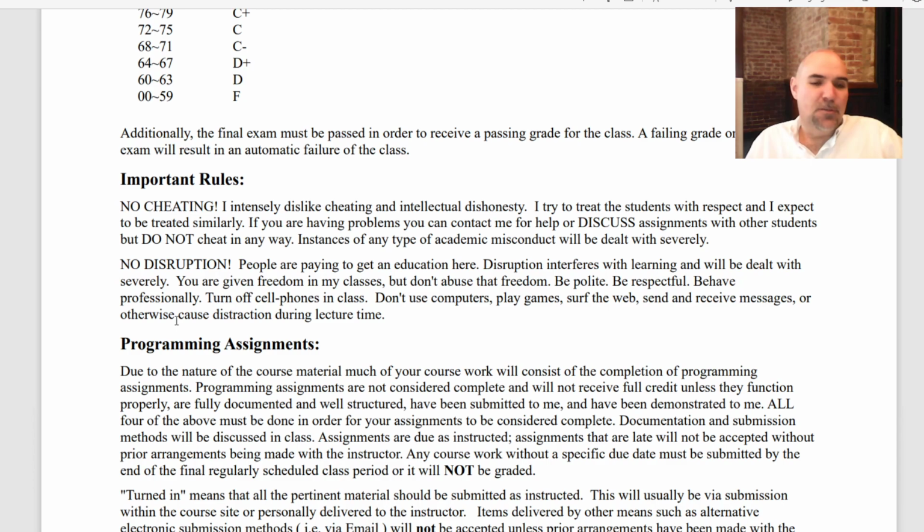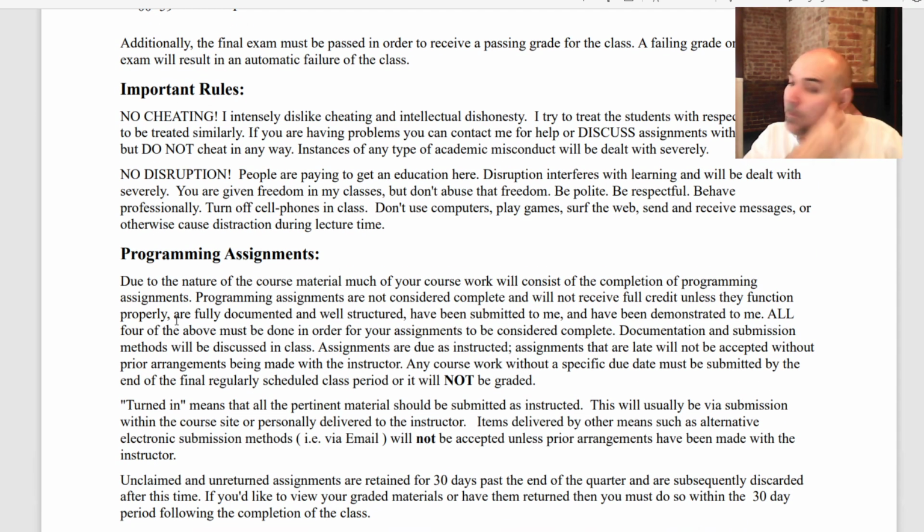The other thing is, and this one's not as big a deal, but no disruption. Not as big a deal for online distribution of lectures anyway. But be polite, be respectful, behave professionally. If we have a class session or an exam session, don't be disruptive to the people around you. They're paying to learn material and get an education. It's important for you to not interfere with other people getting what they want to out of the class.